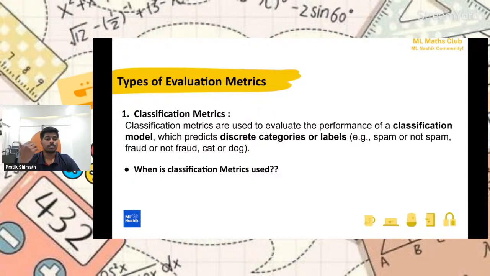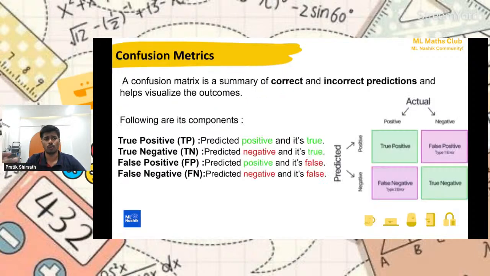Now let us see when classification matrix is used. Classification matrix are used for categorical data. As I have discussed earlier, when the data has classes or labels into which it can be divided, at that time we use the classification matrix. Also, it is used while working on a supervised learning task. Not only this, now let us go to the further topic, which is confusion matrix.